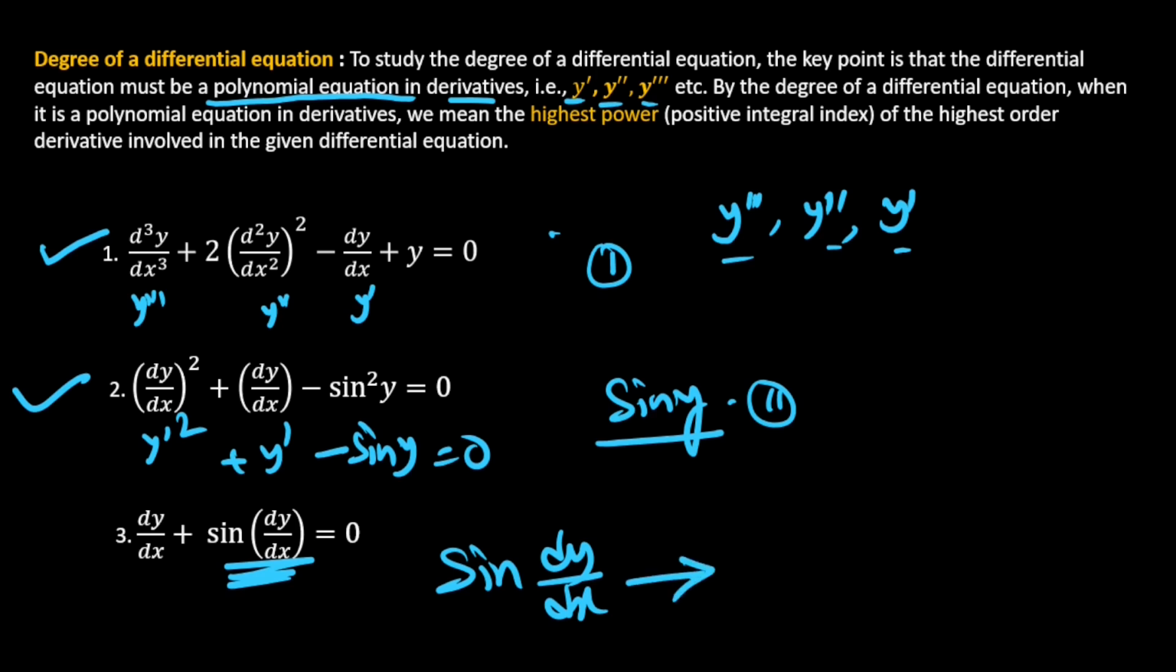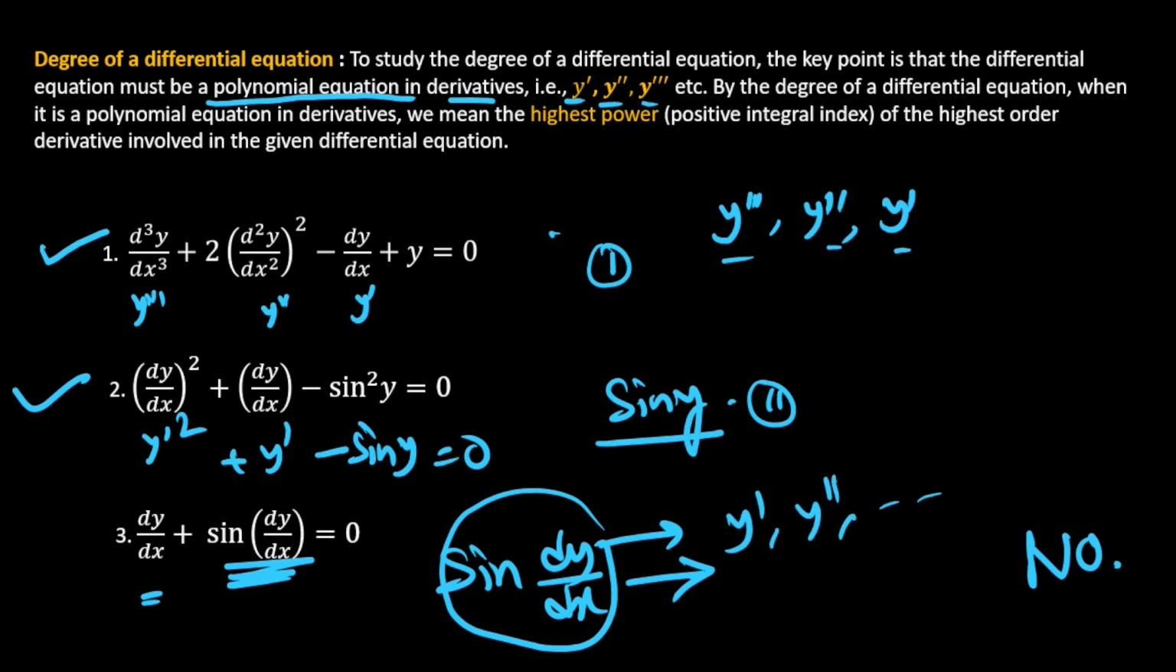Thus the degree of this differential equation cannot be defined. Previously I asked you one question: can the degree always be defined? The answer is no. One example is dy/dx plus sin(dy/dx) is equal to 0, because sine of dy/dx is not expressed in polynomial form in the derivatives. Y dash, y double dash cannot be expressed in polynomial form. For that reason the degree of this differential equation is not defined.